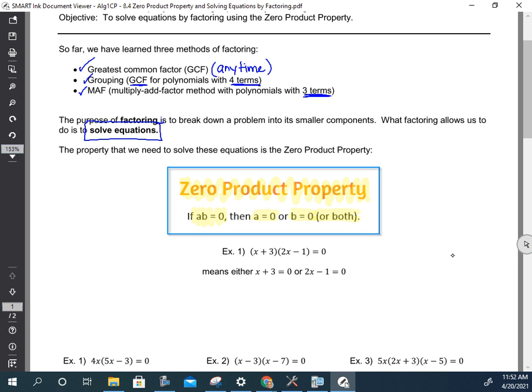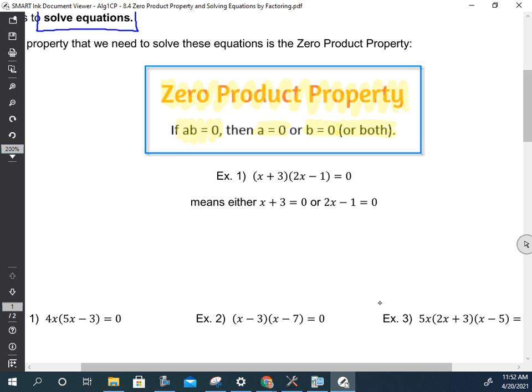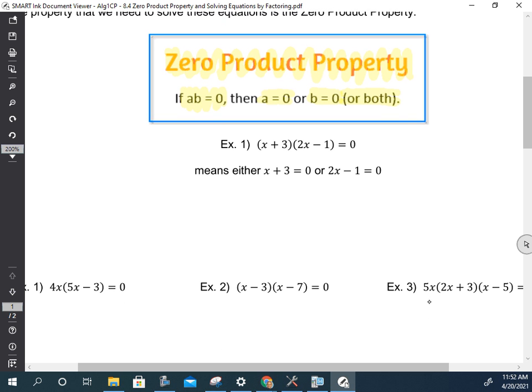So here's an example of how this would manifest itself. Blow this up a little bit. x plus 3 times 2x minus 1 equals 0. So you have two things in parentheses equal to 0. Since the equation is equal to 0, you can break it apart. Instead of trying to solve it together, break it apart.